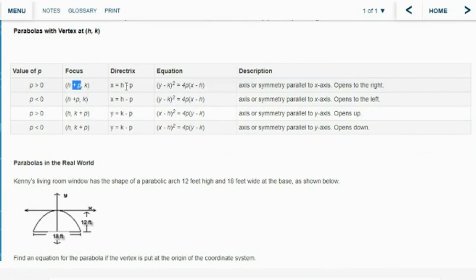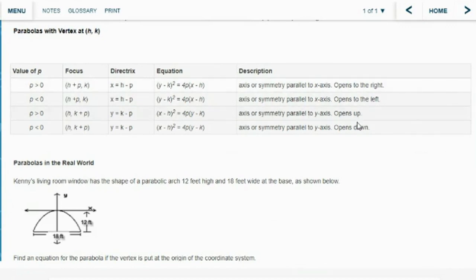And for the directrix, you subtract p from the h. That will give you the focus and directrix: you add the p, subtract the p. If it opens to the left, then your p is less than 0, but you still do the same thing. You add to the h or subtract from the h. So anytime it opens to the left or right, you add and subtract p to the h value of the vertex to find the focus and directrix.